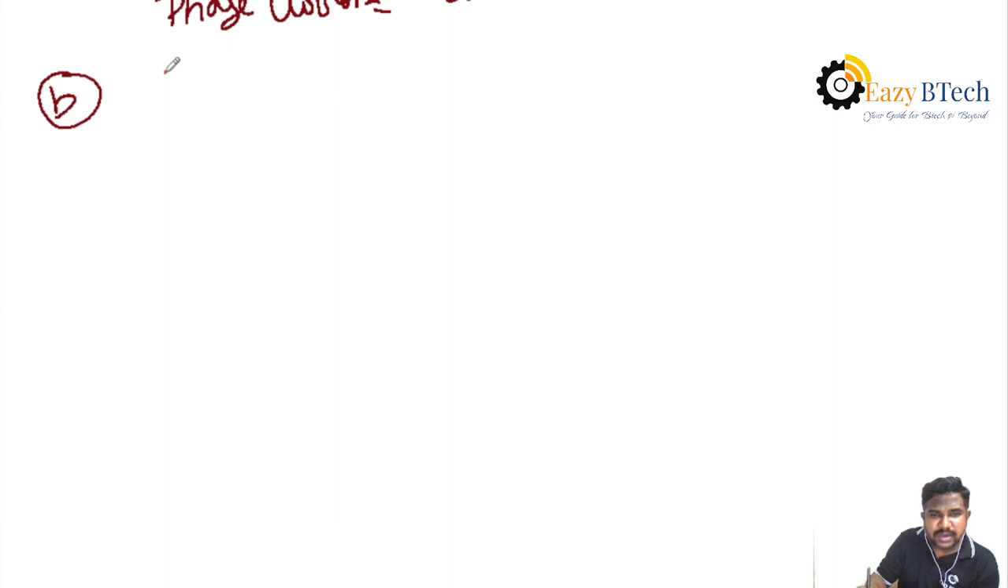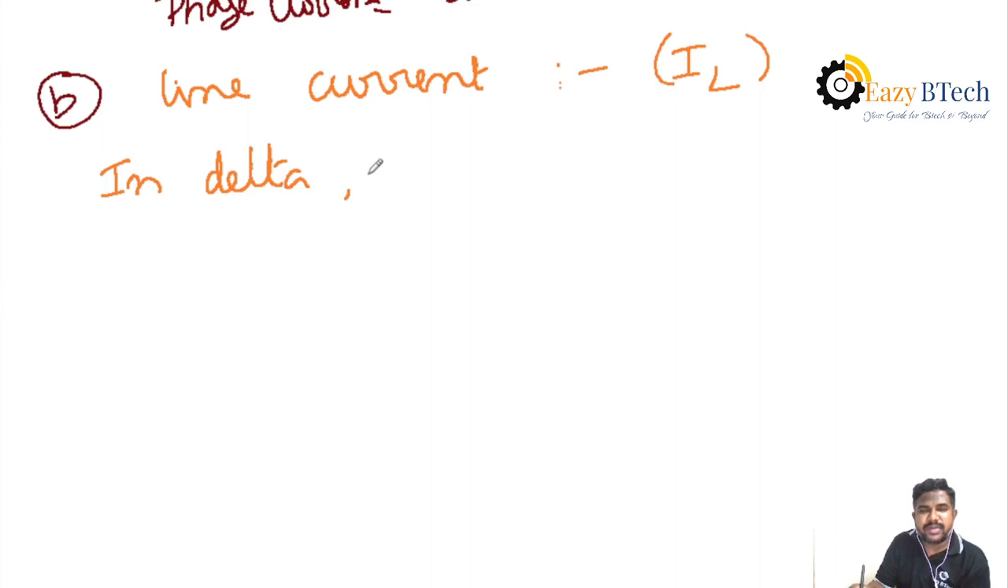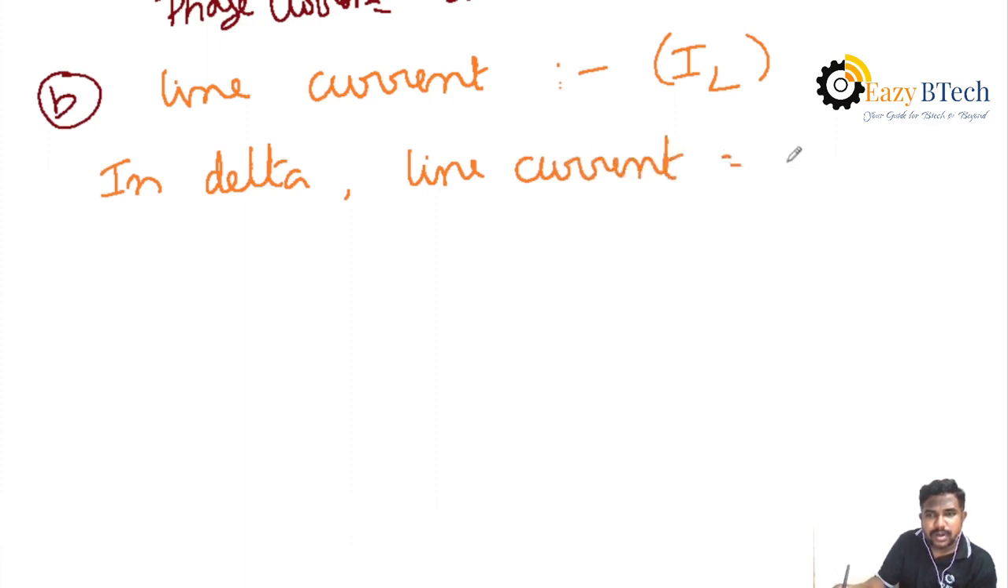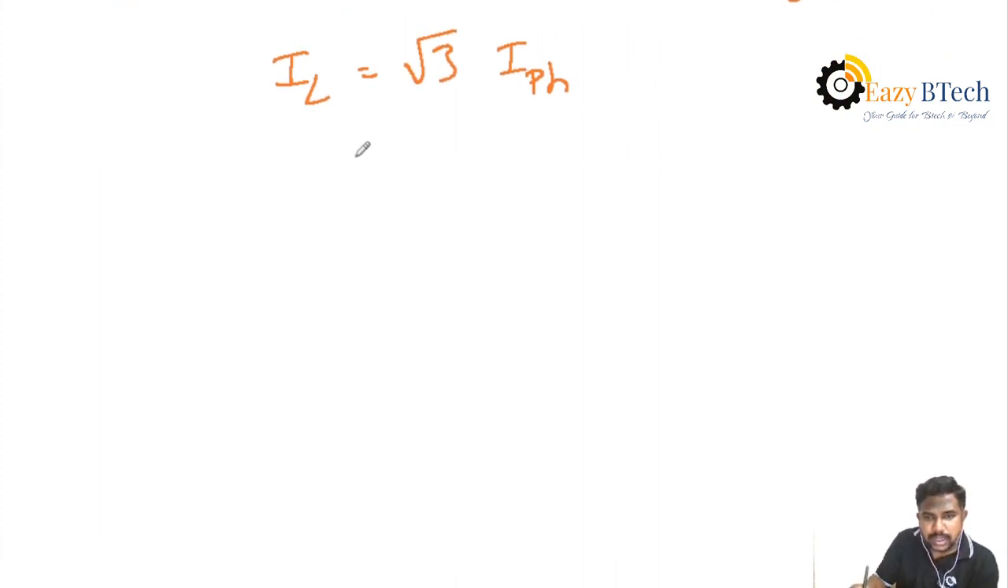After finding the phase value, we can immediately find the line current. The second value you have to find out is the line current, which is denoted by IL. In a delta system, what is the relation between line current and phase current? Line current equals root 3 into phase current, that is, IL equals root 3 into IPH. We already found the IPH value in the first bit.